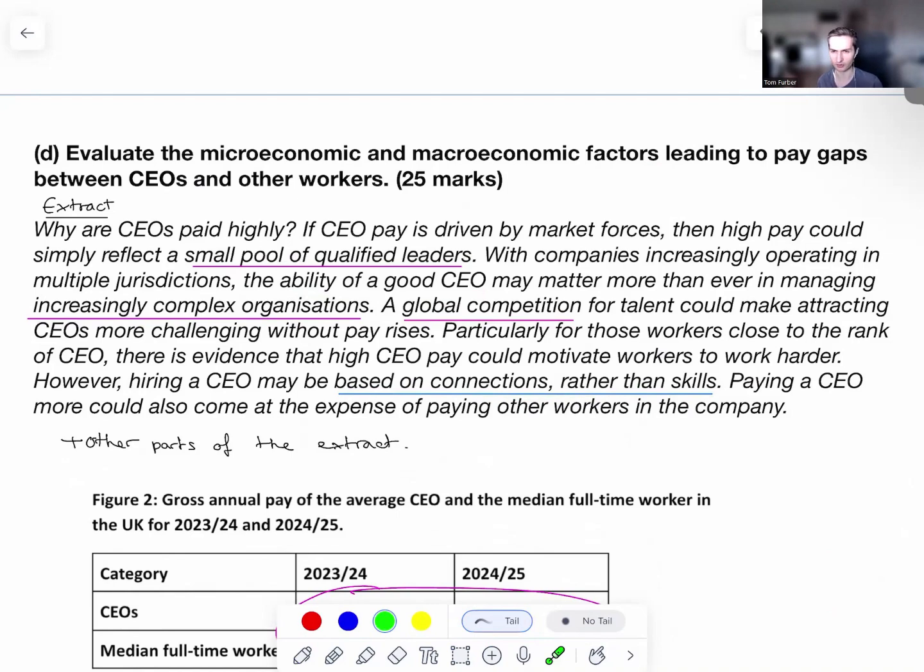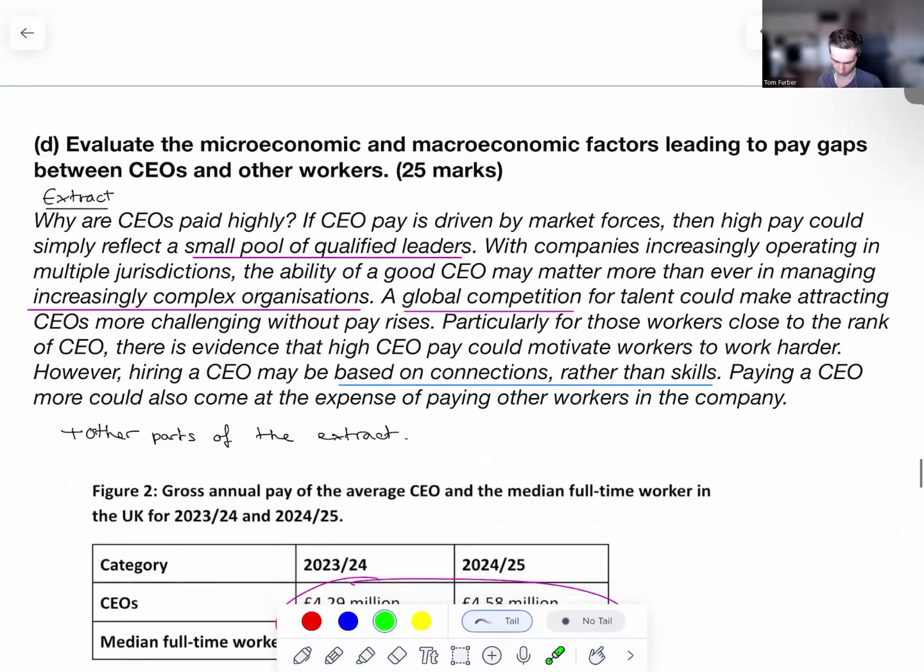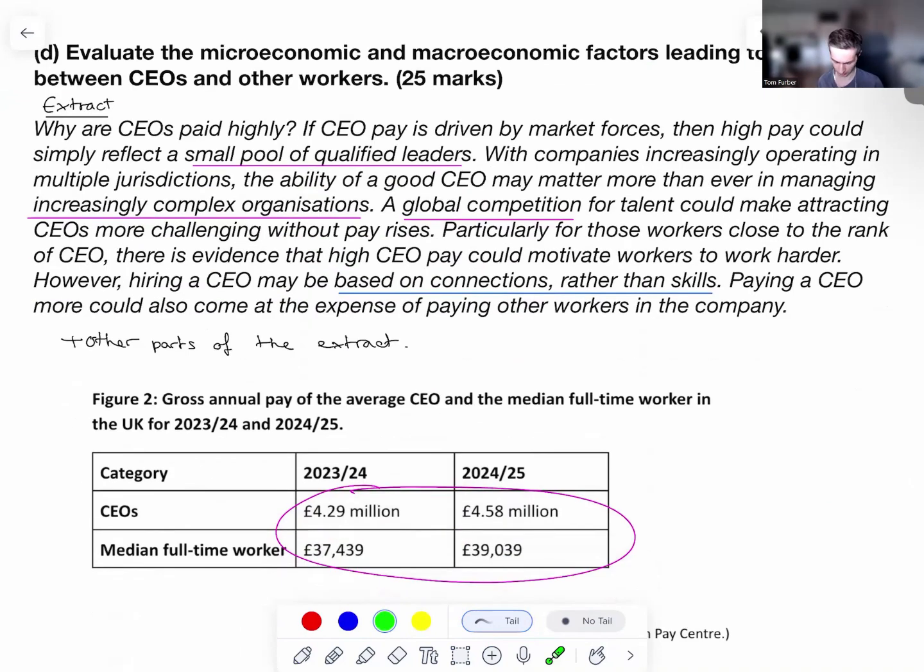There are also some other parts of the extract that we might use here as well, but that's the main bit. Also note there's this table in the extract as well, comparing CEO and median full-time worker pay. We may use these facts. If you haven't got a fact we can use this as well.